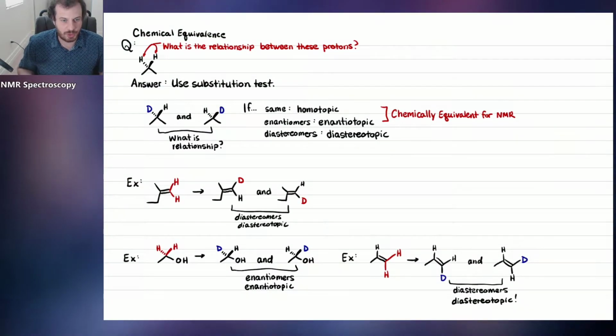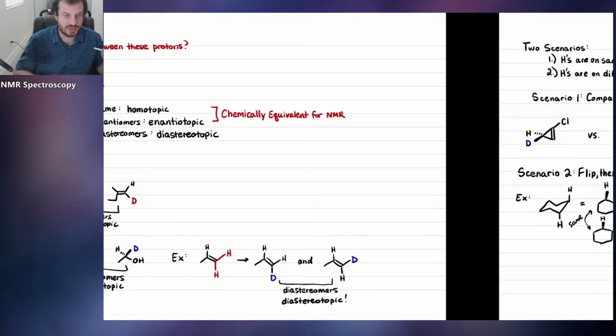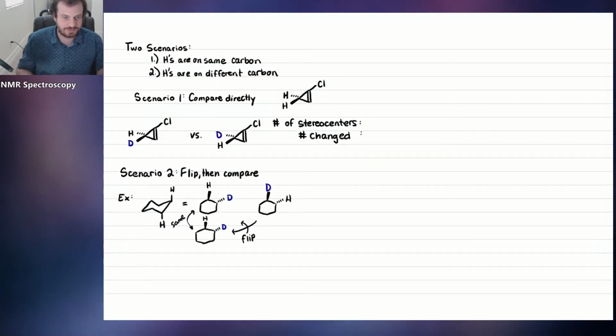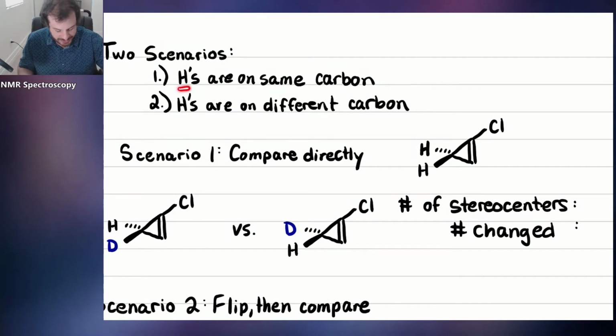Okay, let's take a look at some more examples. And there's some problems on your NMR problem set where you're going to have to decide the relationship between the indicated protons. All right, let's take a look at the next page here. Now, I want to mention before we do a deep dive into some examples, there are two distinct scenarios for this chemical equivalence test. Either the hydrogens are on the same carbon, or the hydrogens are on different carbons. And of course, I indicate the hydrogens.